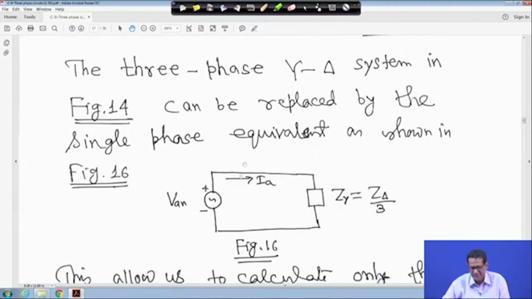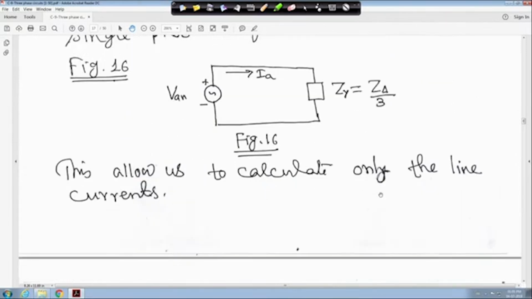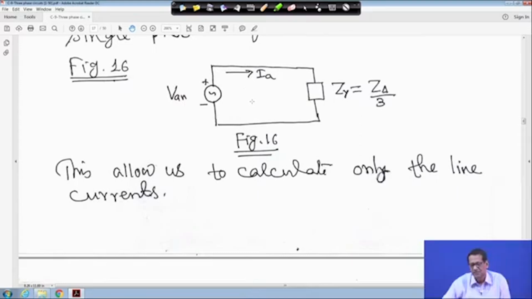Now, if you see this equivalent circuit like a single phase, this is Vn, this is Ia, and ZY is equal to Z delta by 3. As simple as a single phase, it is balanced, so it is represented by only phase A. This allows us to calculate only the line currents. So, star-delta transformation or delta-star transformation, both are possible. If you feel, you can convert delta to star or star to delta.